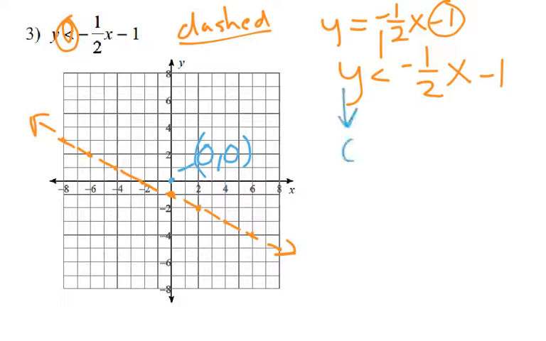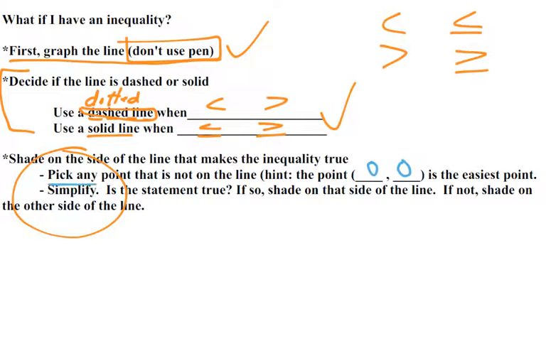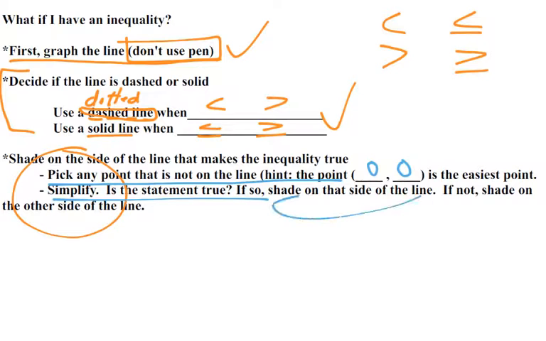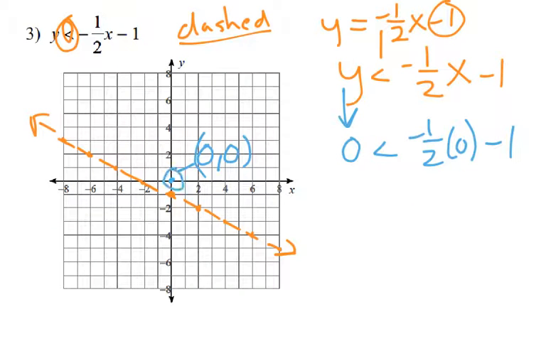So I put 0 in for y, 0 in for x, and then we simplify, right? So we put it into the inequality and see if it's true or false. And if it's true, shade that side. False, shade the other side. So if this is true, I shade over here. If it's false, I shade over here.